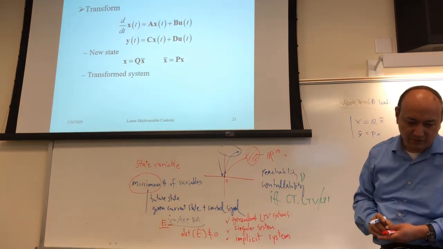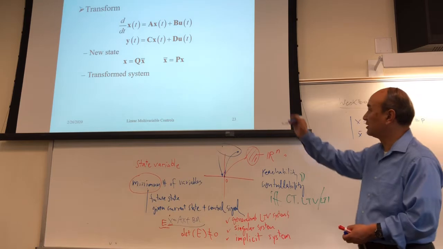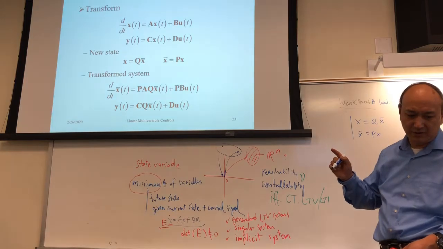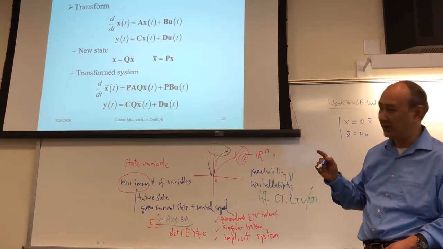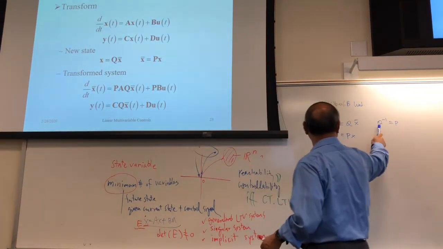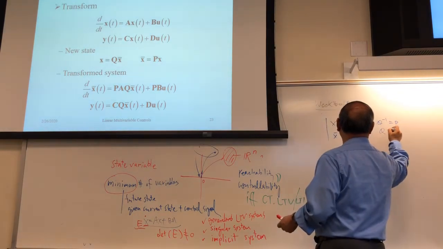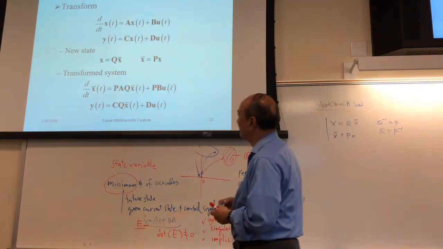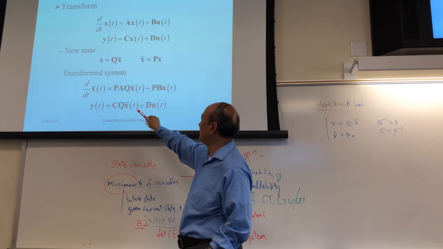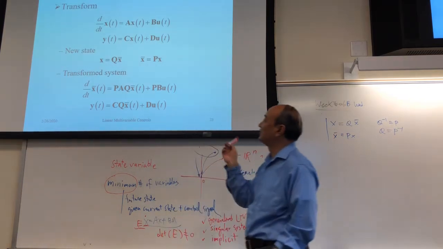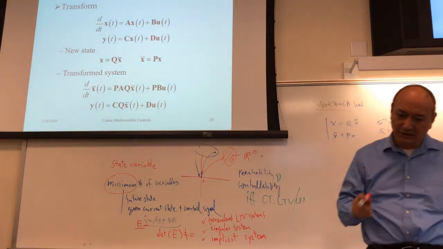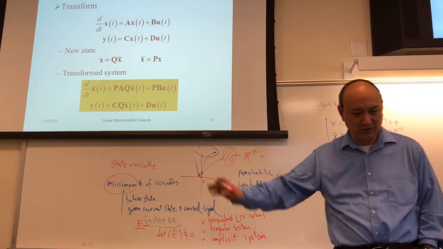But when you transform, you write X dot. X bar dot is PAQ X bar. Remember, Q is P inverse, P is Q inverse. So it's basically PA P inverse, and PB, and C P inverse X bar, and you have D. D didn't change. So what will PAQ look like? Let's focus on that.